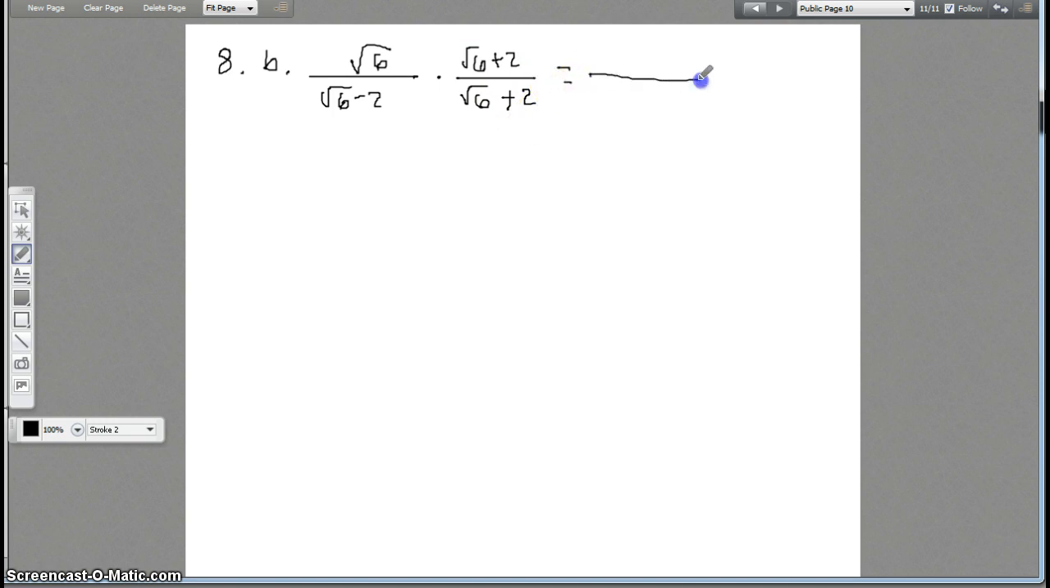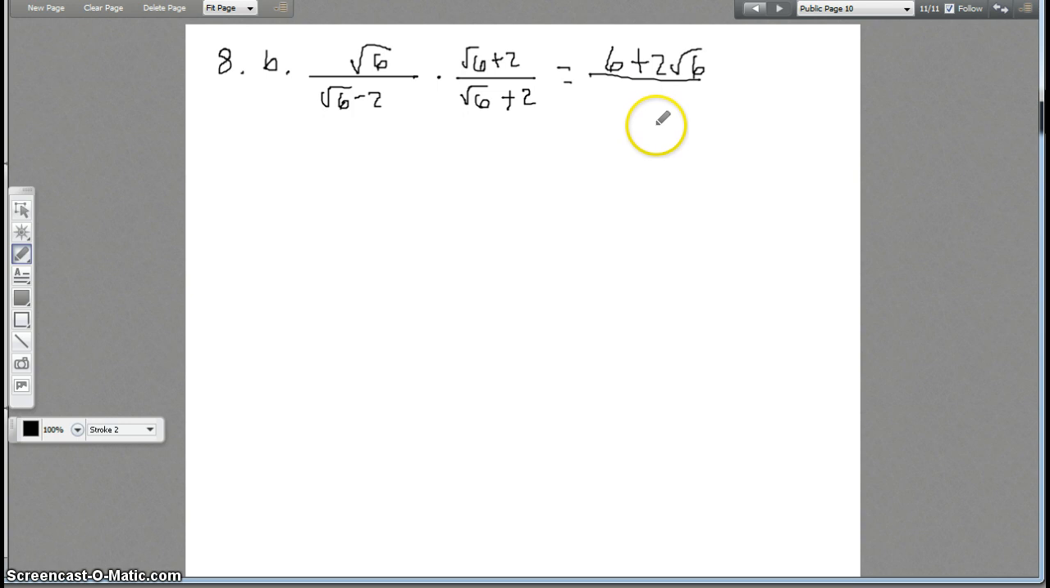So when I multiply across my numerator, we have root 6 times root 6, that's 6. Root 6 times 2, that is 2 root 6. Don't make the mistake of multiplying a number that's outside of a square root by a number that's inside of a square root. You will not get root 12. This is 2 times root 6.